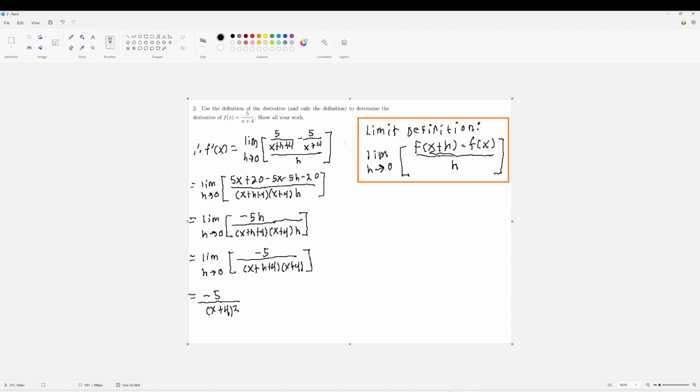Minus the original function. And in this case, in order to add two things that have different denominators, we're going to want to cross multiply, so that's just going to be 5 times b plus 5 times a over a times b. So in this case, we're going to do (x plus h plus 4) times negative 5 over here, and (x plus 4) times 5 over here, right? So we're going to cross, just like this.